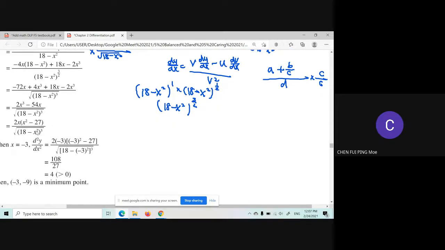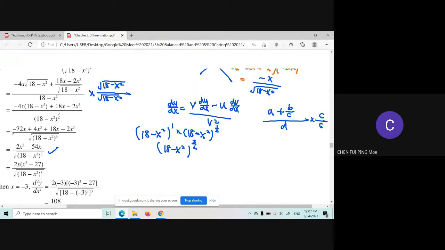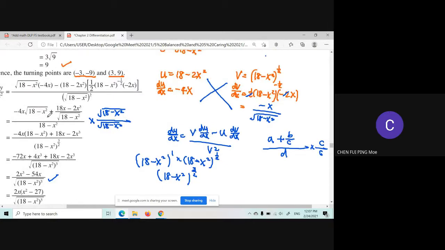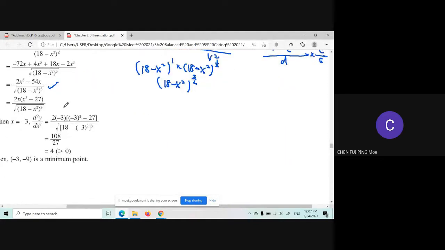After you get this, actually you can stop here. No need continue the next step. So what you do, this one is second derivative. You just substitute x equals minus 3, x equals 3 put inside to check the value.